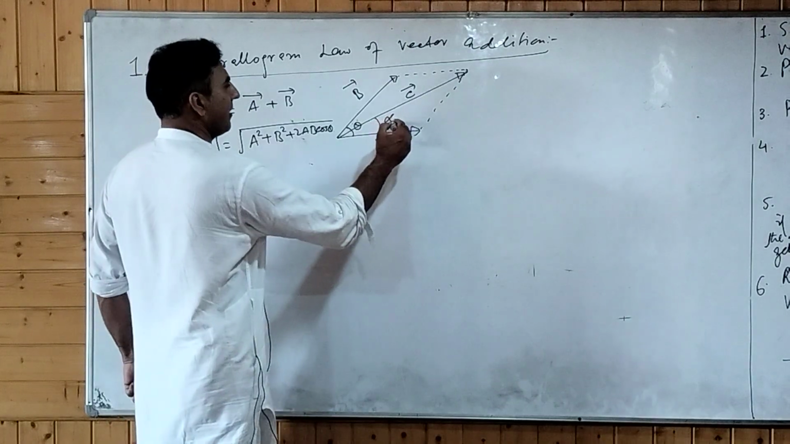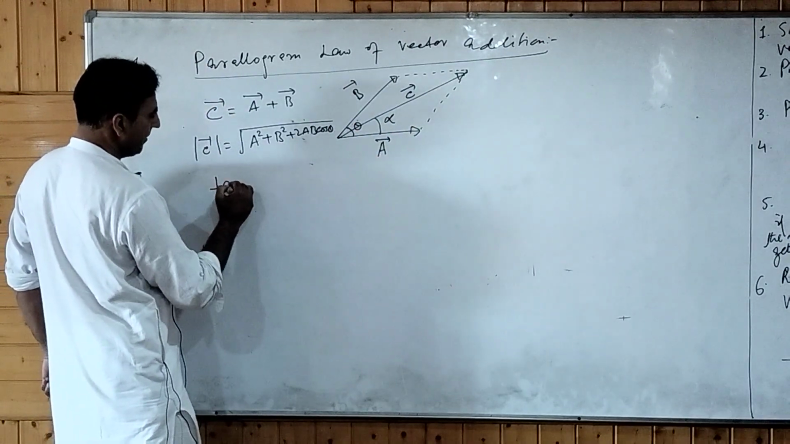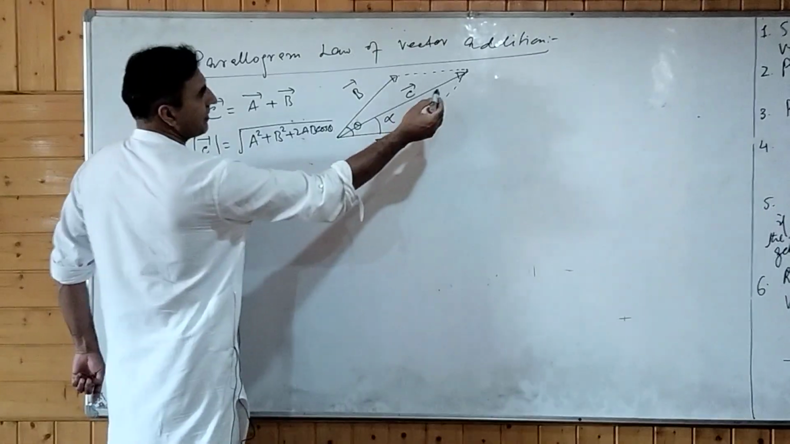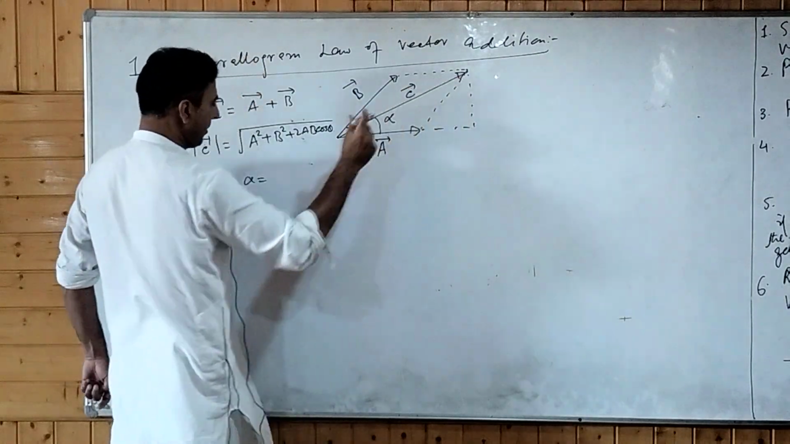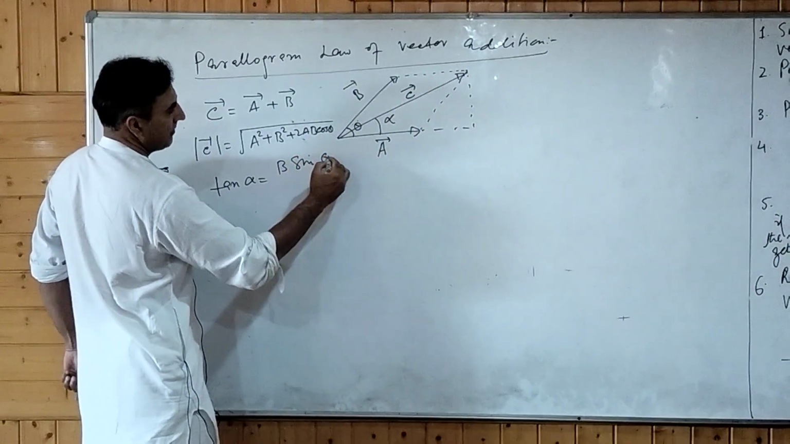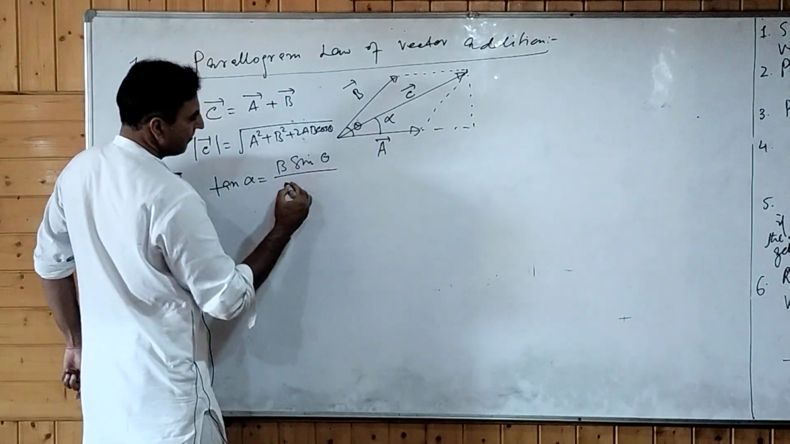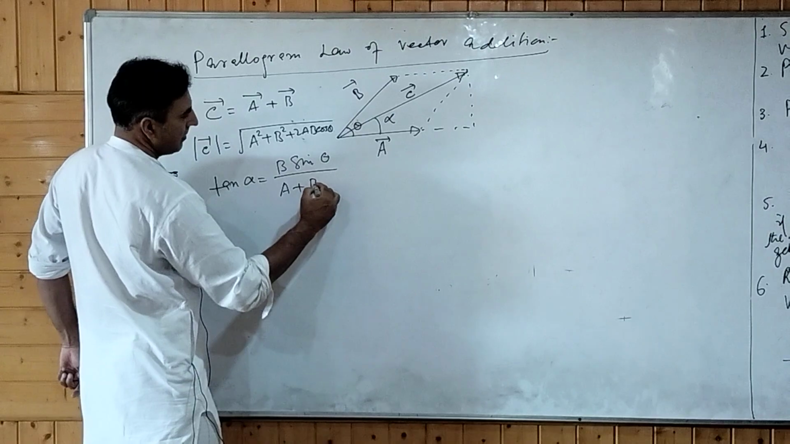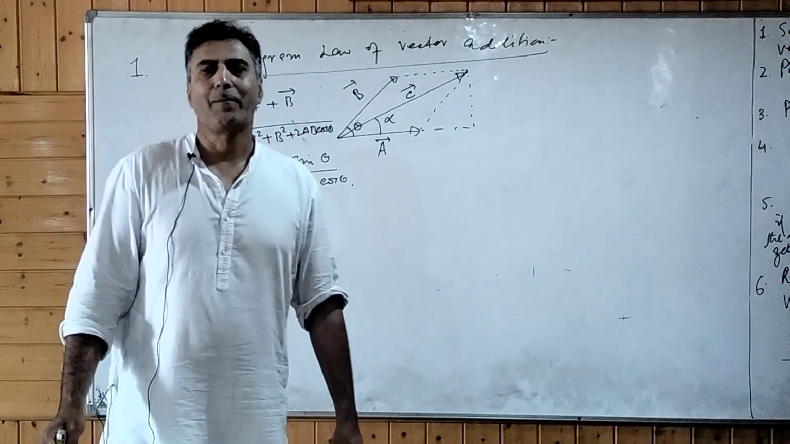So let it be alpha. तो tan alpha is equal to perpendicular like this and base like this. This perpendicular we already know, that is B sin theta, and base we already know, this part plus this part, that is A plus B cos theta. So this is the technique, the parallelogram law of vector addition.